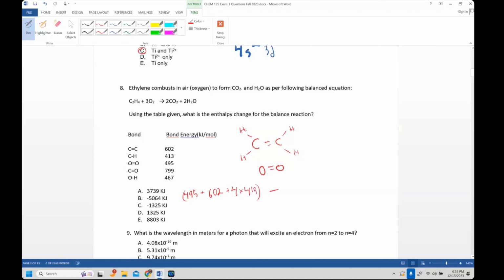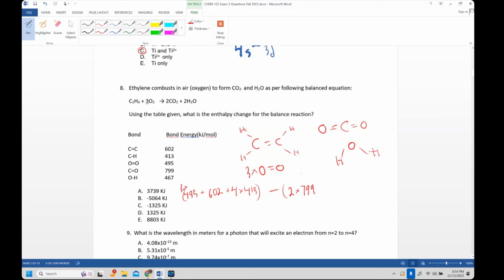This is your bonds broken minus bonds formed, which would be CO2. CO2 looks like this. And then H2O looks like this. So we have 2 C double bond O. So 2 times 495, would that not be multiplied by 3? Oh, whoops, it would be. Correct. We have 3 of these. Thank you so much.